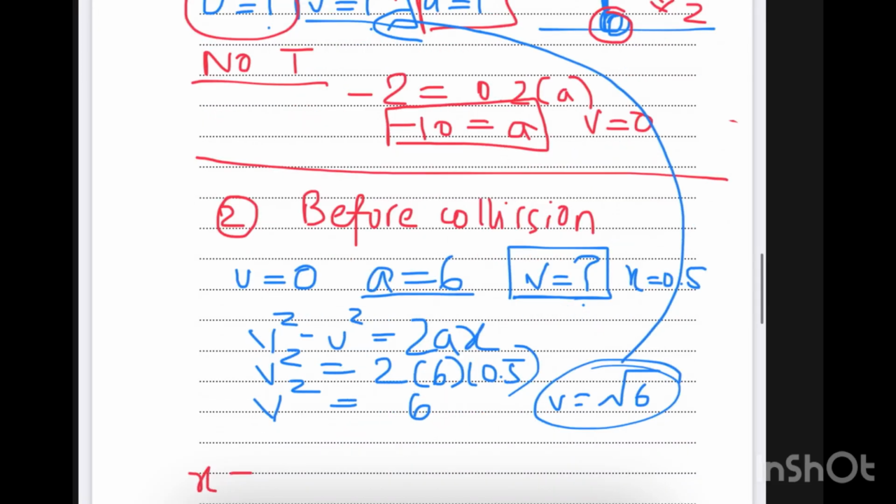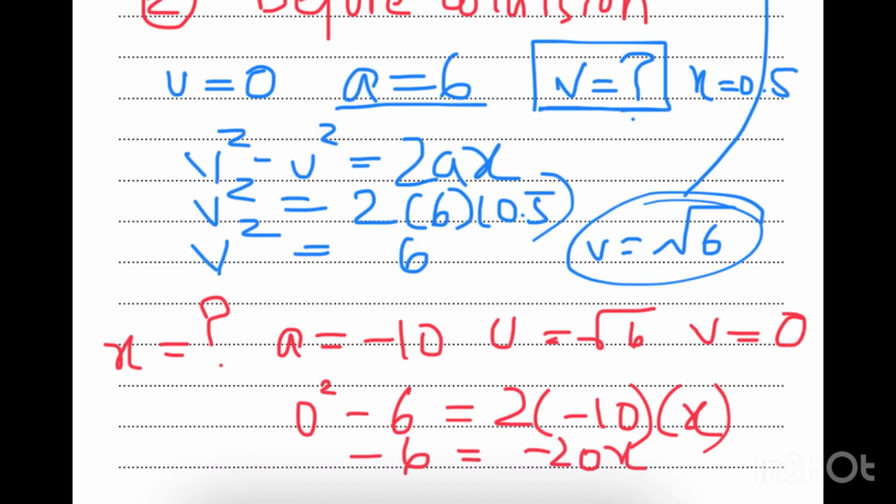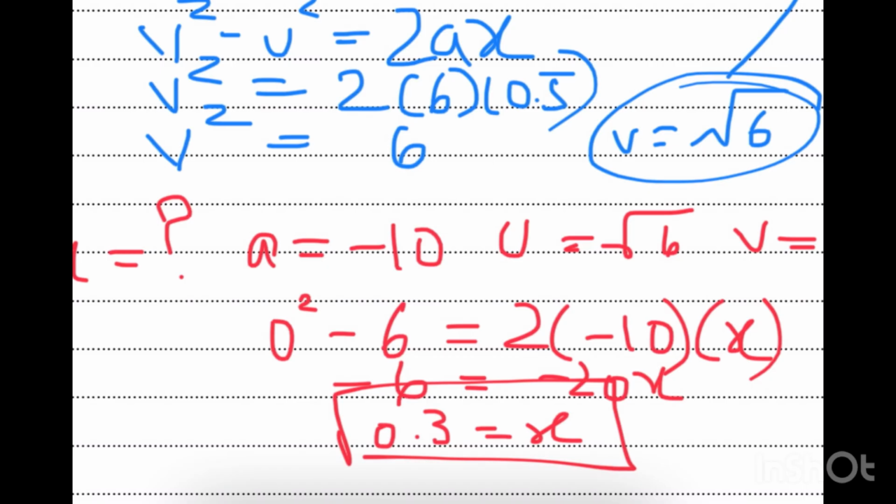So the distance the particle travels is unknown. The acceleration we figured out is -10, and the initial velocity is now under root 6, and the final velocity is 0. So 0 squared minus 6 is equal to 2 times -10 times x. So -6 is equal to -20x, and dividing 20 on both sides, we get that 0.3 is equal to x. This is the distance the particle travels after the 0.8 kg particle hits the floor.